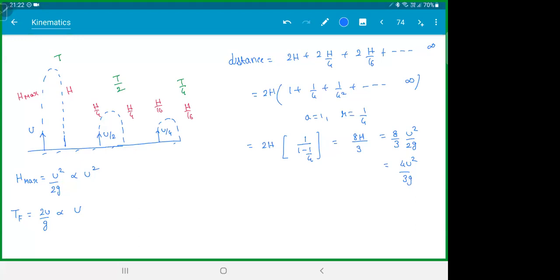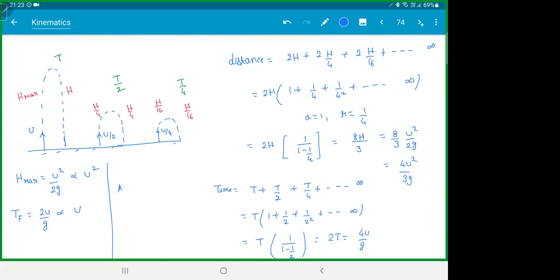Please check everyone. Dikshita, that part is right. Similarly, total time will be t plus t by 2 plus t by 4, so on till infinity. Take out t common, you end up with 1 plus 1 by 2 plus 1 by 2 square, so on till infinity. Again, apply the formula, you end up with 1 by 1 minus half. That is 2t, or 4u by g. And we know average speed is nothing but total distance by total time. So just substitute here. 4u squared by 3g divided by 4u by g turns out to be u by 3. That's your average speed. Please check. So the main thing you should know is that sequence there.